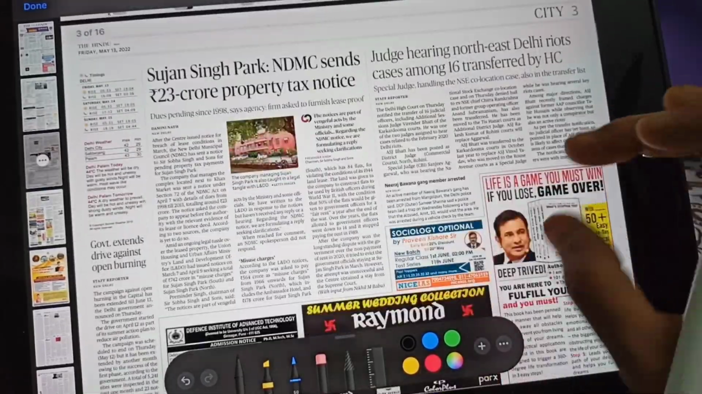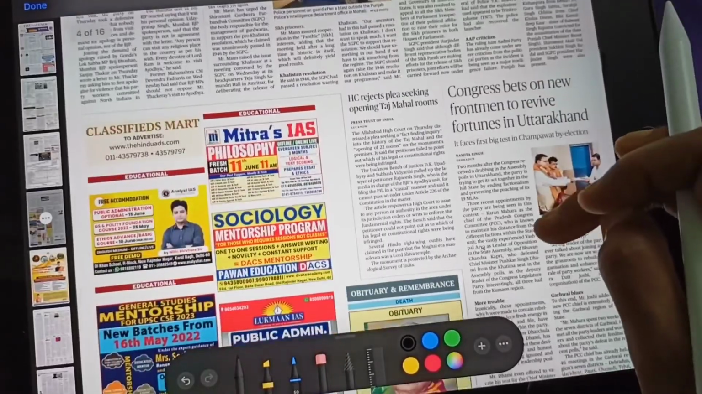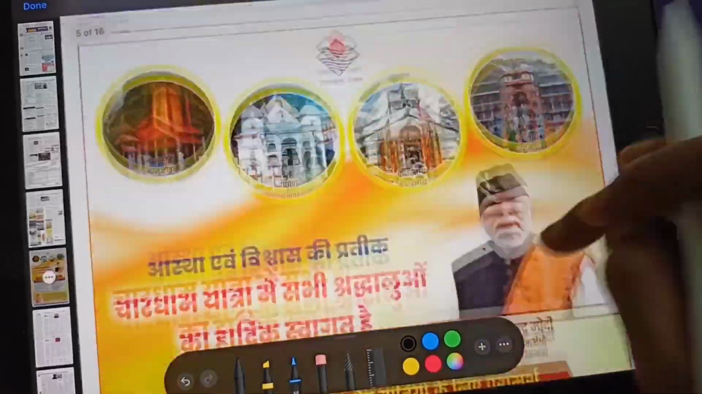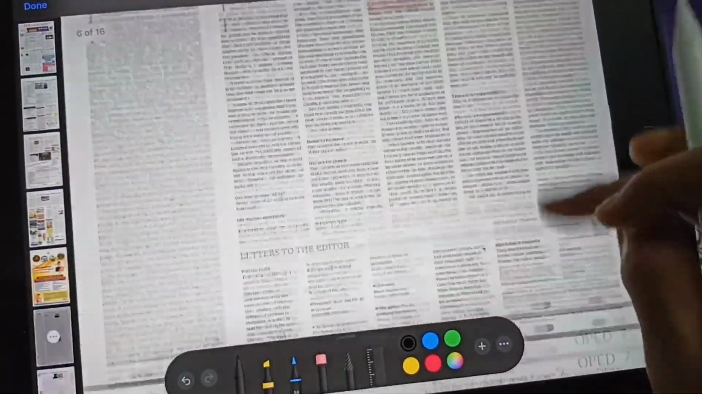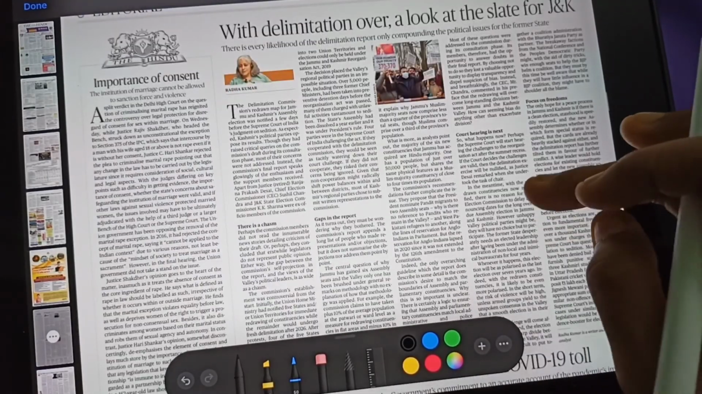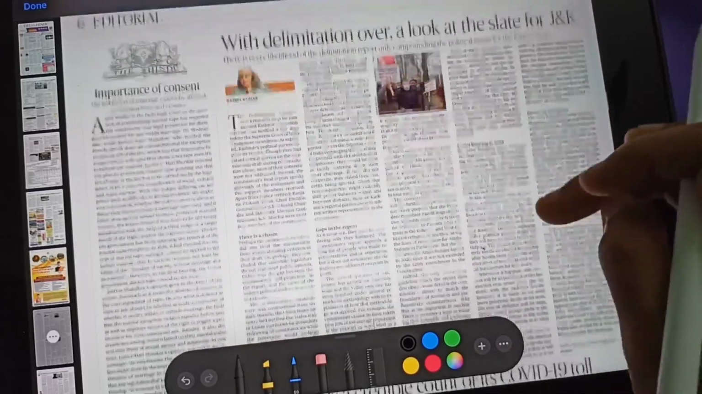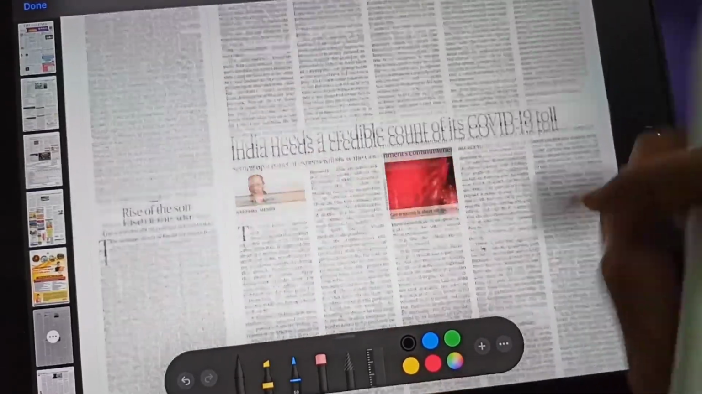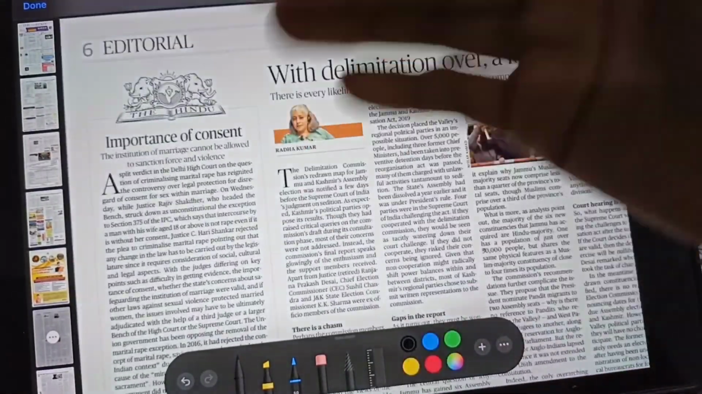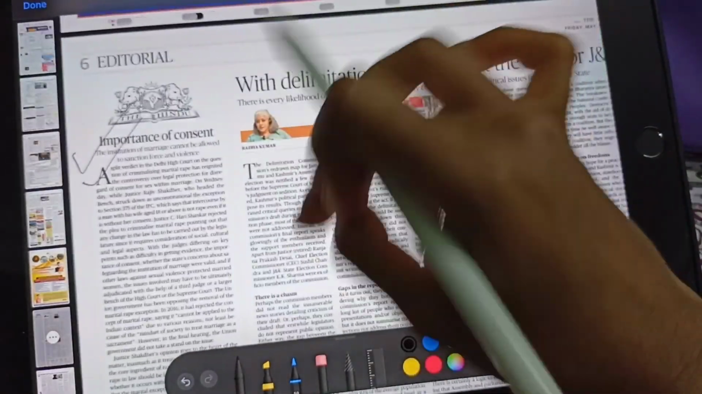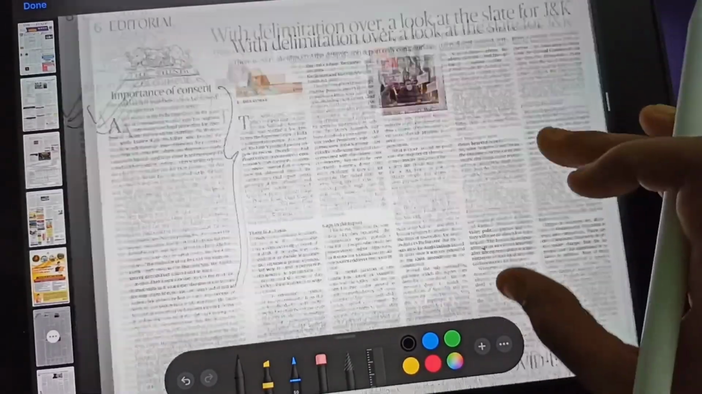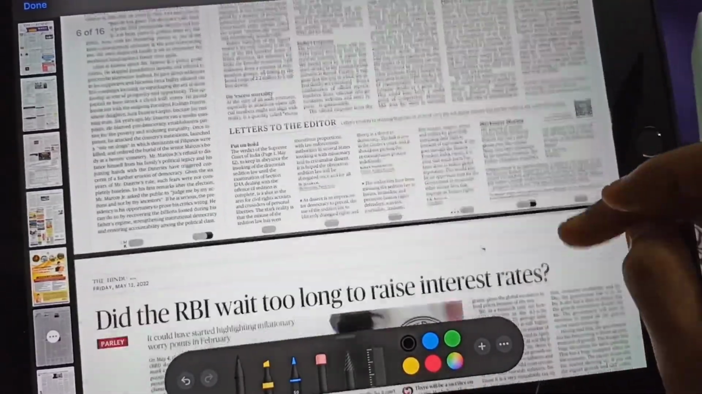So you have to segregate after you start reading the newspaper. I think you would be able to segregate which news you need to read and which news you need not read. Now coming to the editorial portion, I would highly suggest you go through the editorial section. Like Importance of Consent. This is a very important topic, and it can be asked directly in the form of an essay in our mains. So I would suggest you go through the editorial daily.